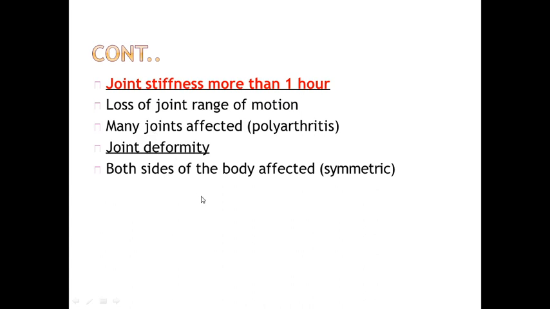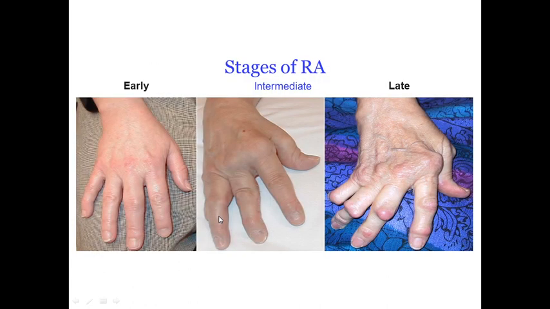And joint stiffness: the duration of joint stiffness is more than 1 hour, with loss of joint range of motion and many joints affected. This is polyarthritis, very rarely monoarthritis, and deformities will also be seen, and both sides of the body are affected, this symmetrical character. And here are the stages of rheumatoid arthritis: early stage, intermediate stage, and late stage. These stages of course depend on duration and also on activity.